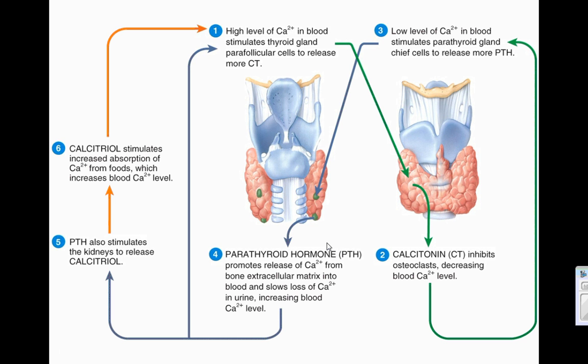Once again, we talked the other day about hormone relationships. We can describe calcitonin and parathyroid hormone as antagonistic in their relationship because they are opposite in what they do.